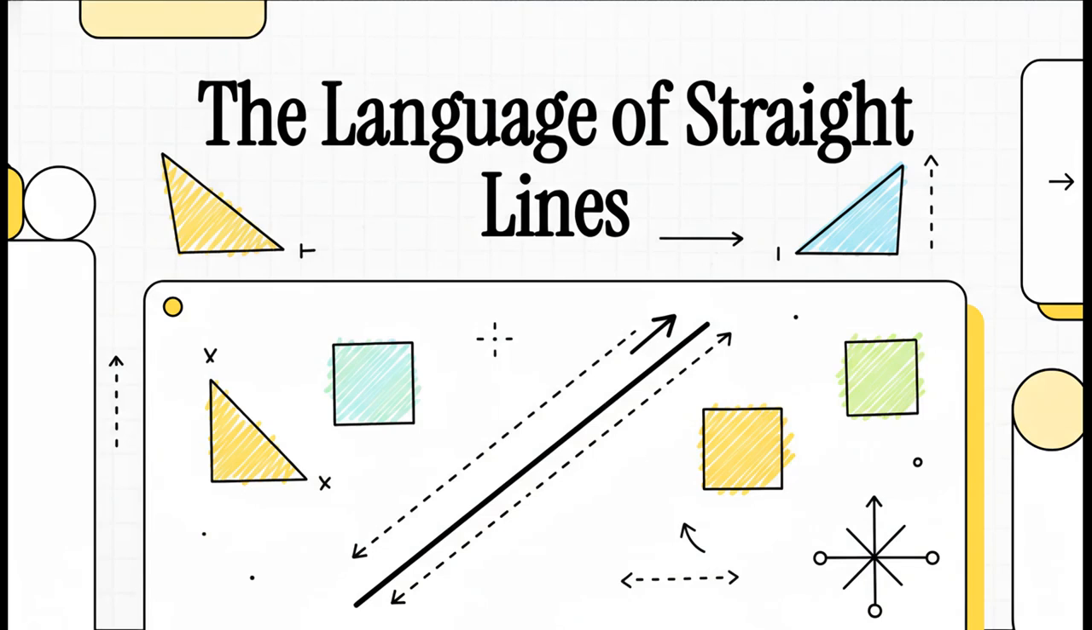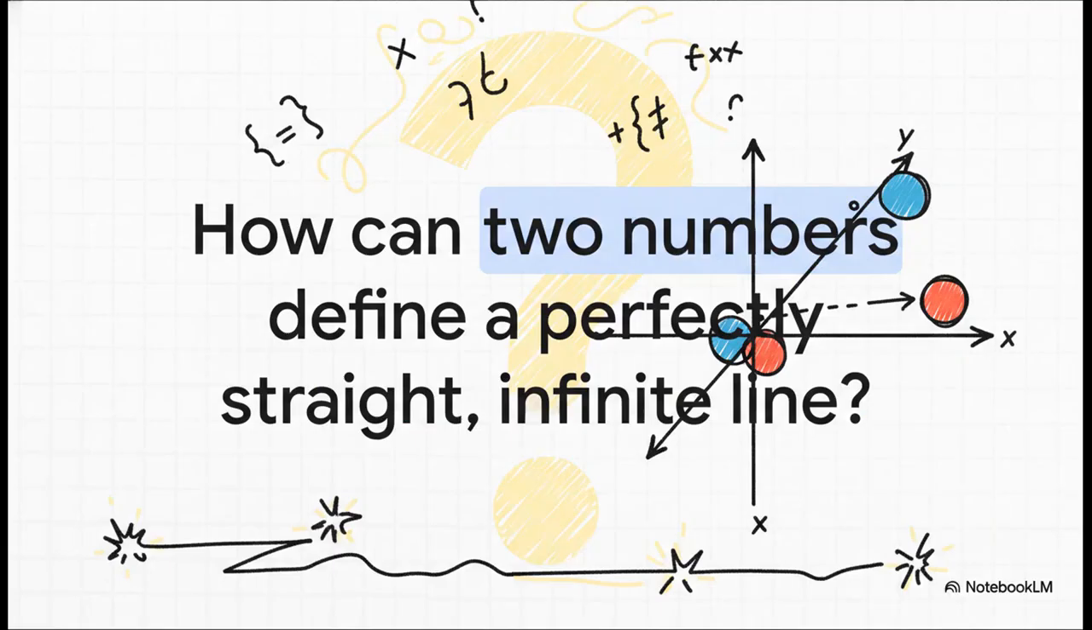Welcome to The Explainer. Today, we're diving into the surprisingly elegant mathematics behind one of the simplest shapes we know, the straight line. I mean, think about it. How can you capture something that goes on forever with just a few simple rules? Well, we're going to explore the universal language that mathematicians came up with to describe any line anywhere on a flat surface. So, let's crack this code.